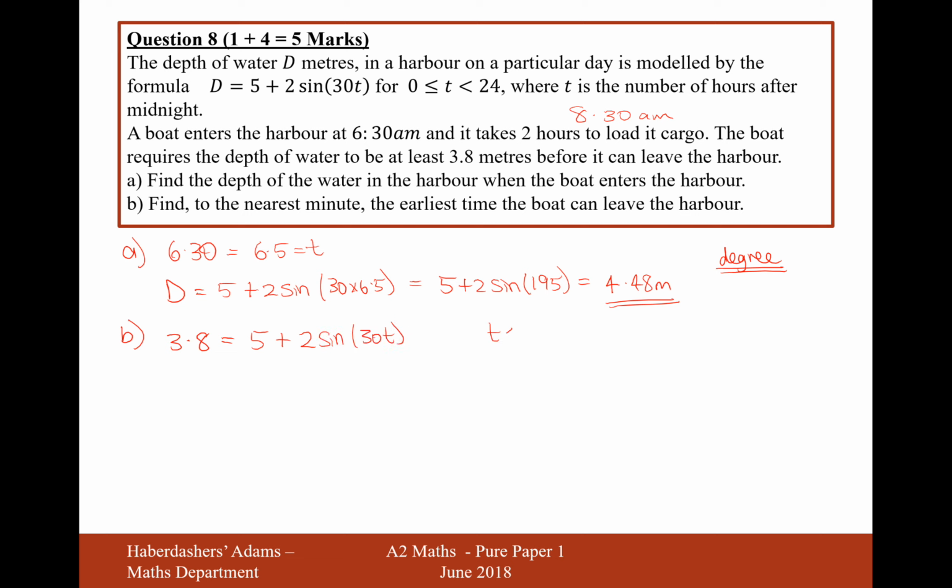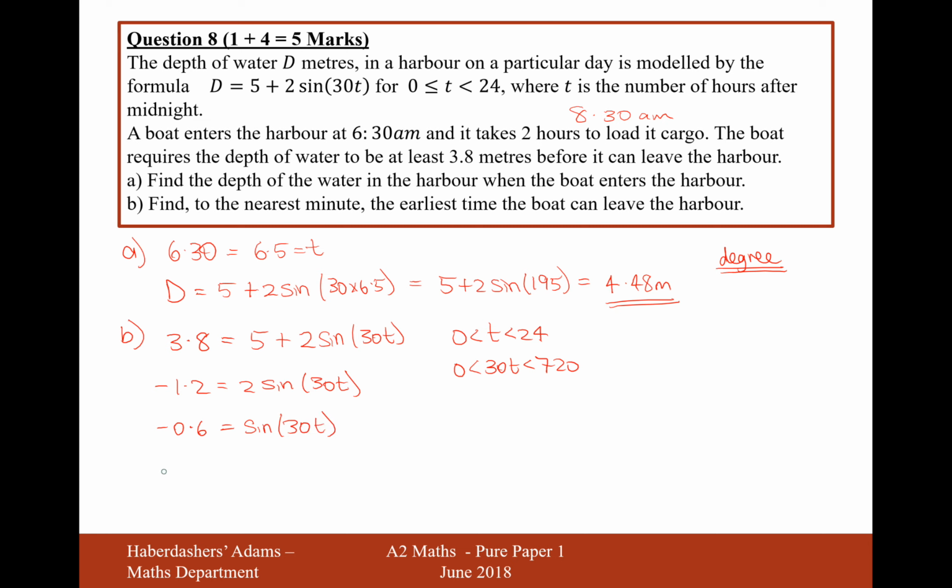Now remember, t is between 0 and 24, so when we use 30t inside a sine function, it's going to be from 0 to 30 times 24, which is 720. So my angle is between 0 and 720. First I'll take away the 5 onto the other side: minus 1.2 equals 2 sine 30t. Divide by 2 and I get minus 0.6 equals sine 30t.